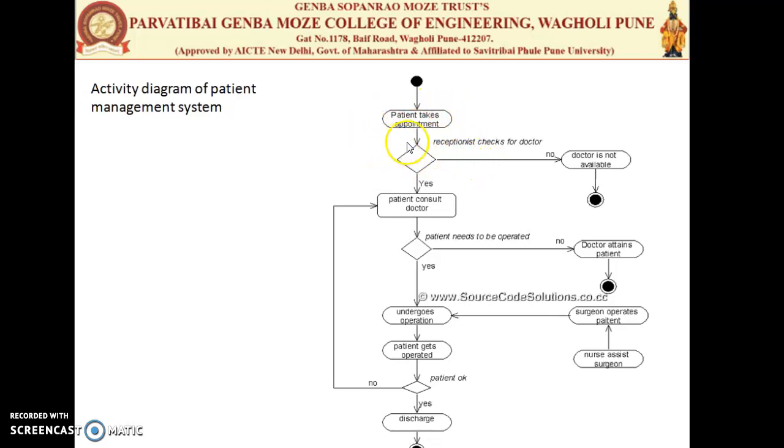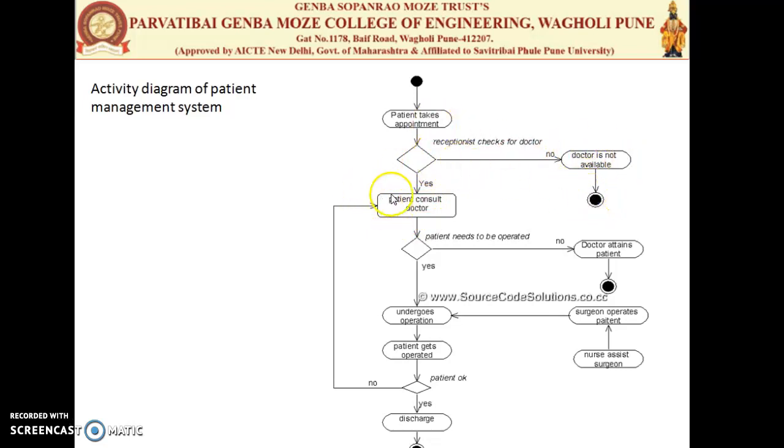Again, there is a decision. There are a number of ways. If the doctor is available, then the patient will be consulted. If the doctor is not available, then it will go to the end state. This is called a decision box, where we have two different ways. Patient takes the appointment, but if the doctor is available, then the patient will be consulted. If the doctor is not available, then it will directly go to the final state, because the patient will not be treated by other doctors.